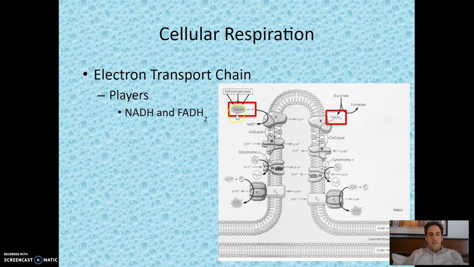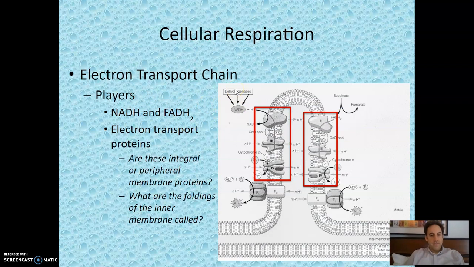We can get the NAD plus, like the starting ingredients, from vitamins. NADH, remember we said, was from niacin. FADH2 is from riboflavin. So those play a role. Second are these electron transport proteins. And by the way, this picture is in your packet, and so you should have this diagram. So the electron transport proteins.